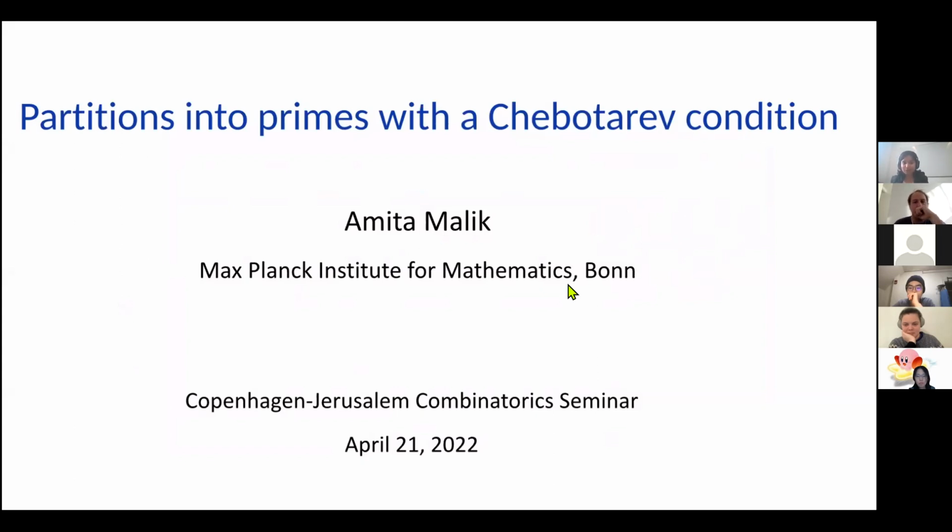Today, I'll be talking about partitions into primes with the Chebotarev condition. I'm going to focus on this Chebotarev condition really towards the end, because whatever I say about the primes in arithmetic progression will more or less be true for the primes with the Chebotarev condition. So for simplicity, I'll focus on primes in arithmetic progression and give just an overview of the statement of the result, and how it changes for primes with a Chebotarev condition.